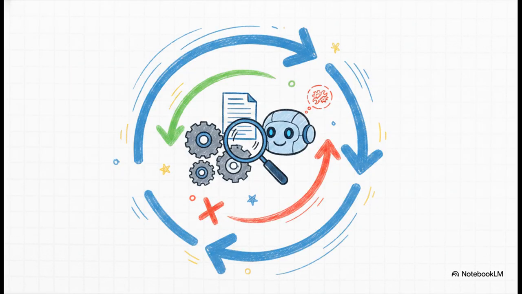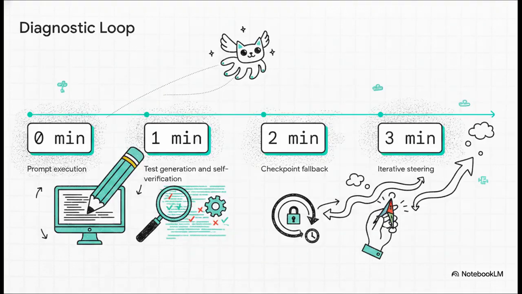Okay, let's talk about autonomous diagnostics and loops. Because let's be real, things will go wrong. And when they do, the real power move is delegating the verification process right back to the AI, setting up a safe, self-correcting loop. Let's trace out exactly how this timeline looks.